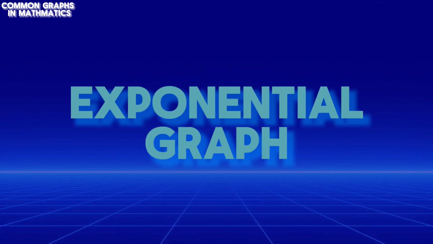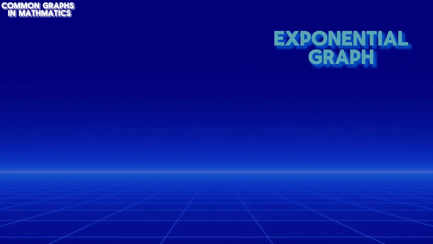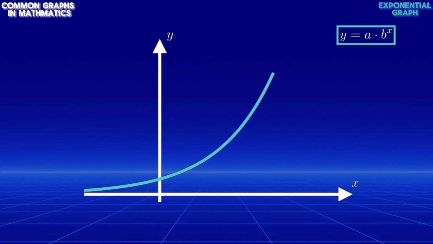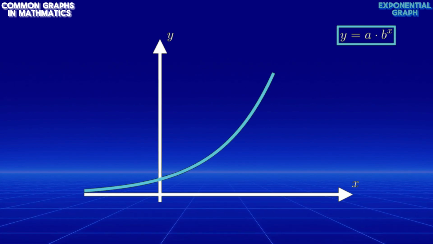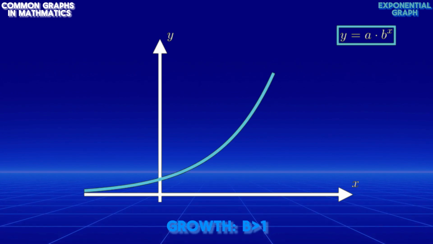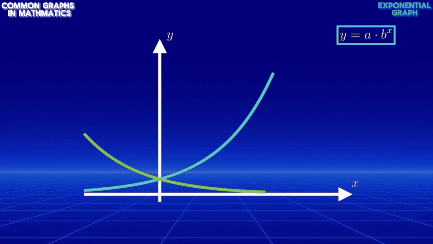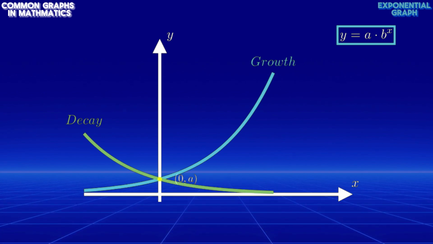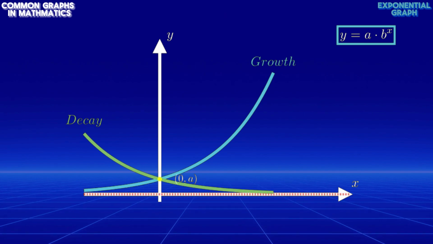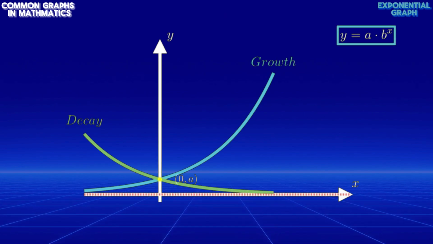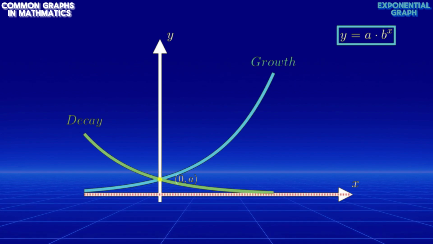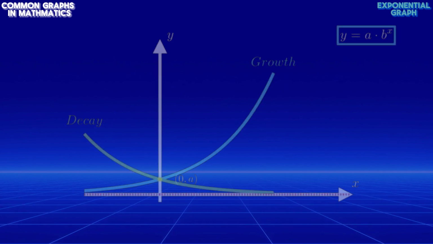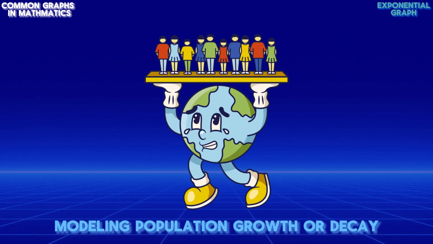The exponential graphs are characterized by their rapid growth or decay and are defined by the equation shown on the screen, where a is the initial value and b can represent growth if it's larger than 1, or if it's between 0 and 1 will represent decay. These graphs pass through the point 0, a and approach the x-axis as an asymptote for decreasing values of x. Exponential functions are widely used in applications such as modeling population growth or decay.